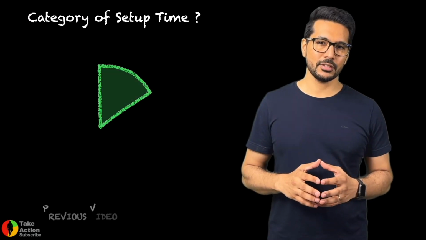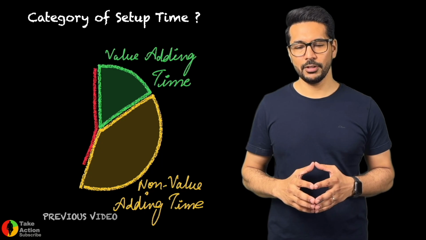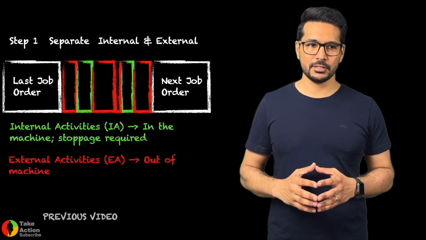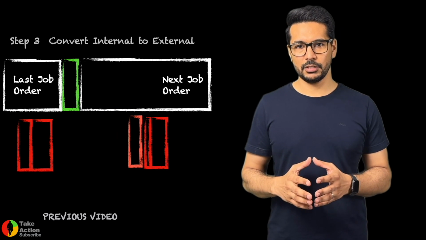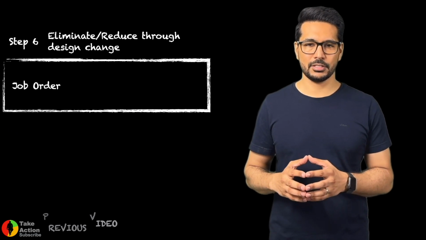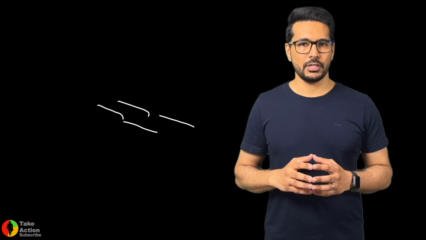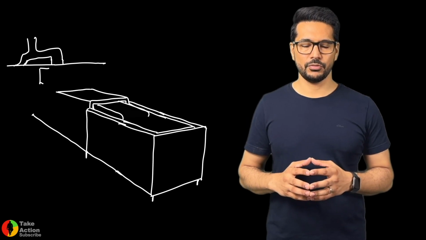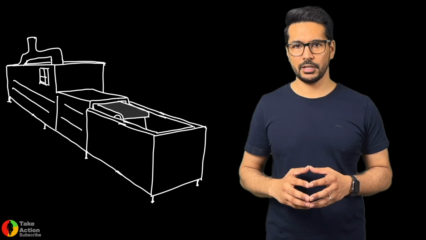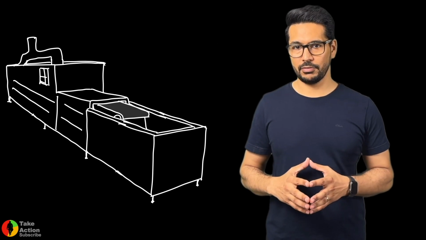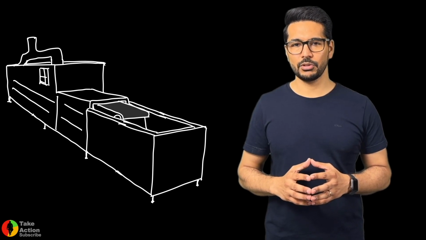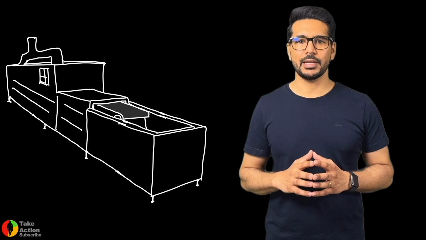Previously, we have seen how to use this lean tool in 6 simple steps. And let's see how we can use the SMED method to reduce the time for preventive maintenance. Let's see an example of a heating furnace in which we are performing preventive maintenance once per week, and it's taking more than 5 hours every week. And let's see how this method can help us to reduce the overall maintenance time there.